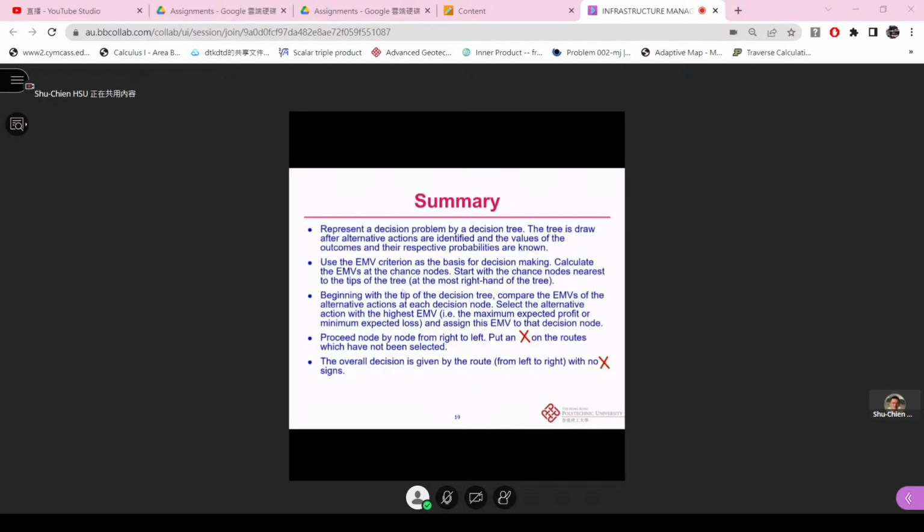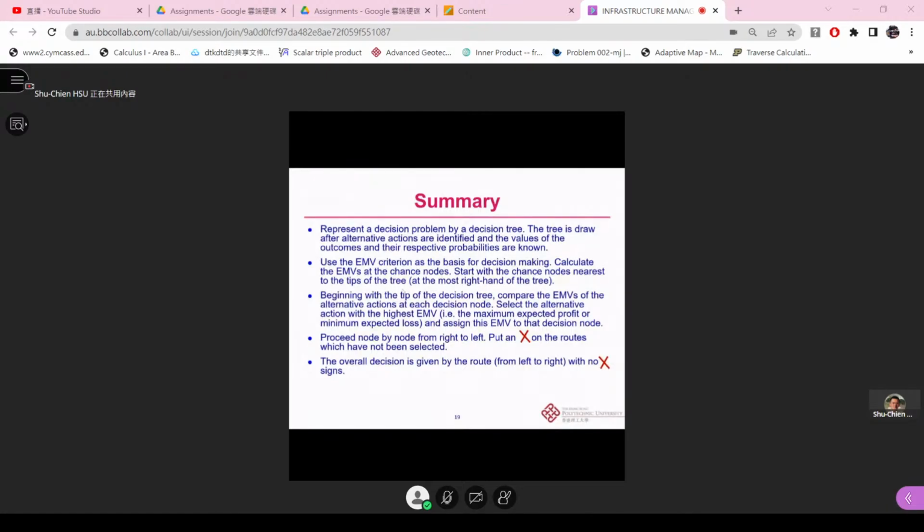All right. So in summary, that represented a decision problem by a decision tree, and the tree is drawn after the alternative actions are identified and the values of the outcomes and their respective probabilities are known. So use the EMV criterion as a basis for decision making and calculate the EMV at the chance nodes. We start with the chance node nearest to the tips of the tree, at the most right-hand side. This is also what I just did, right?